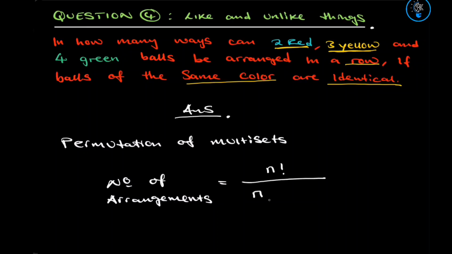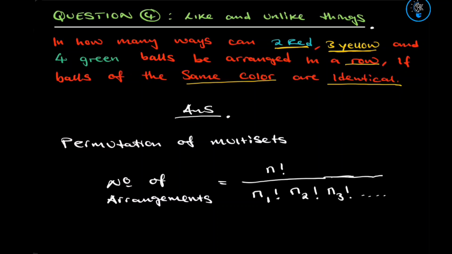divided by n1 factorial. This is group 1 elements, followed by group 2 elements, followed by group 3 elements, and so on and so forth. So if you have maybe 5 groups, you do the same. So this is the formula you need to familiarize yourself with. So let's see how we can handle this question.